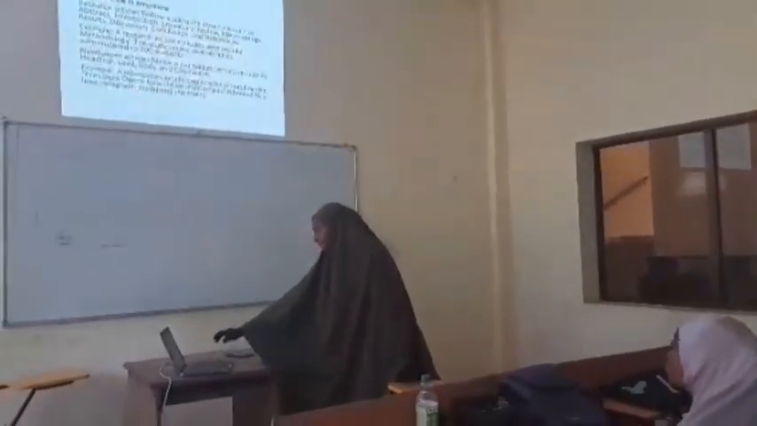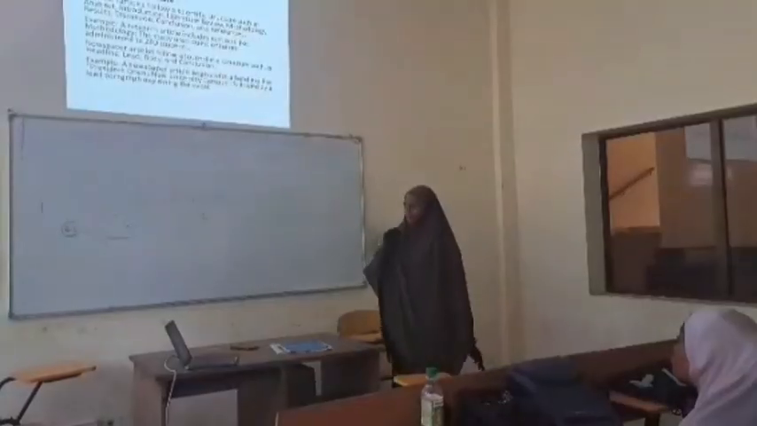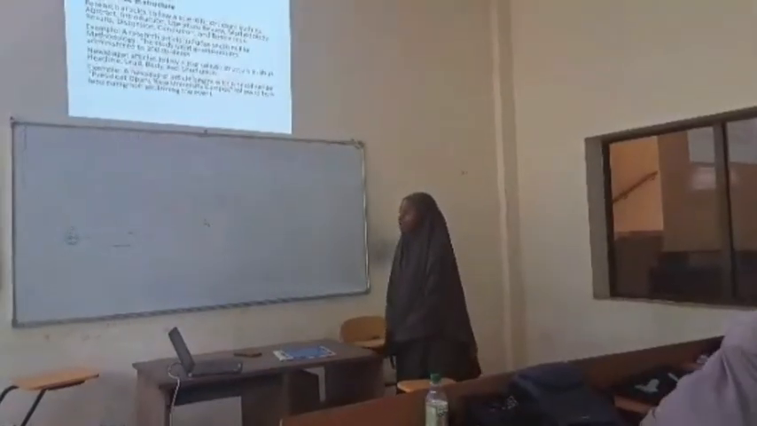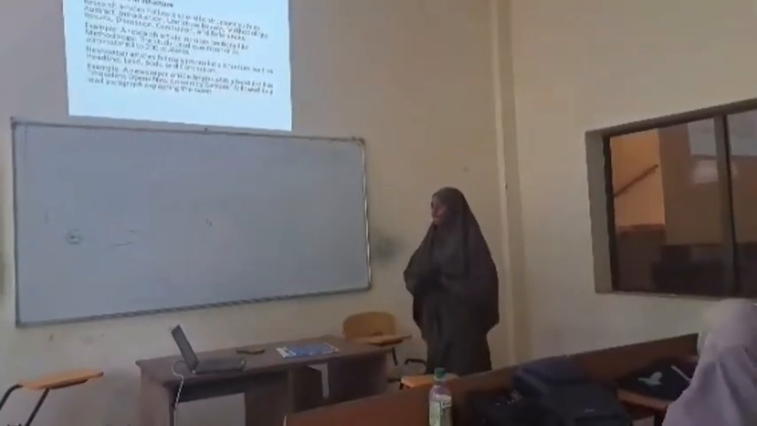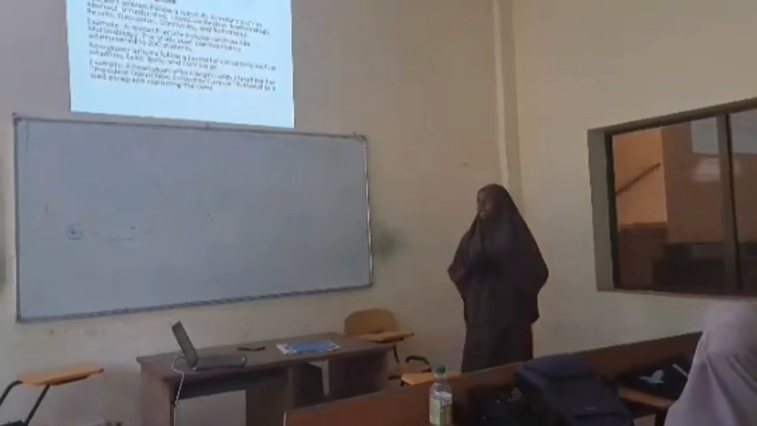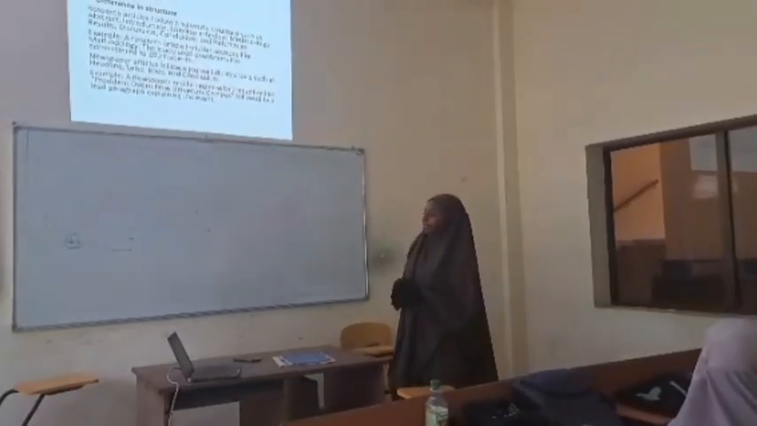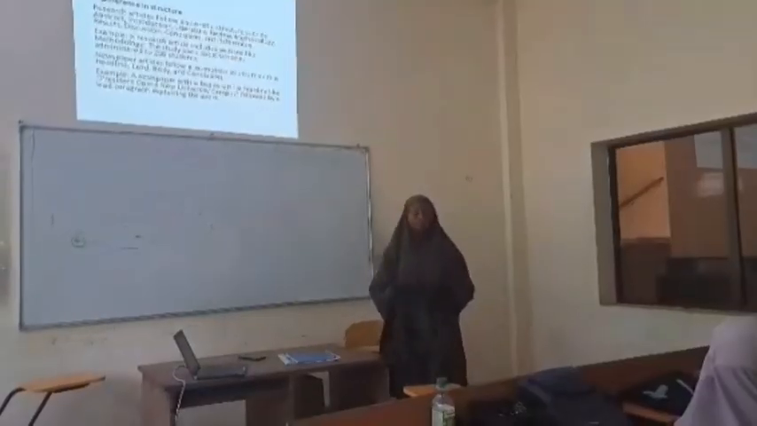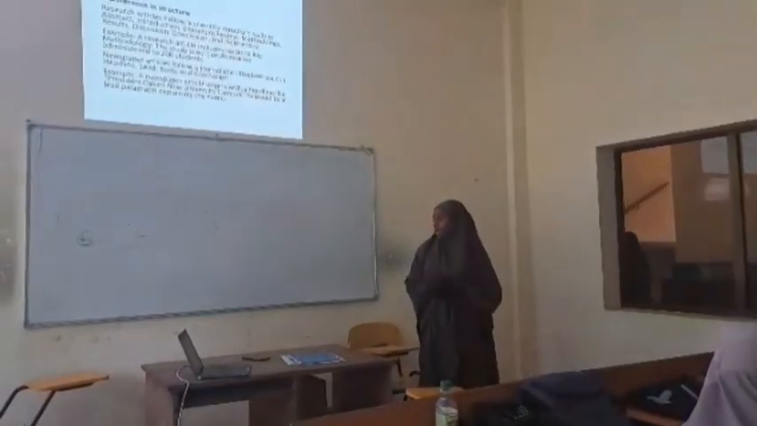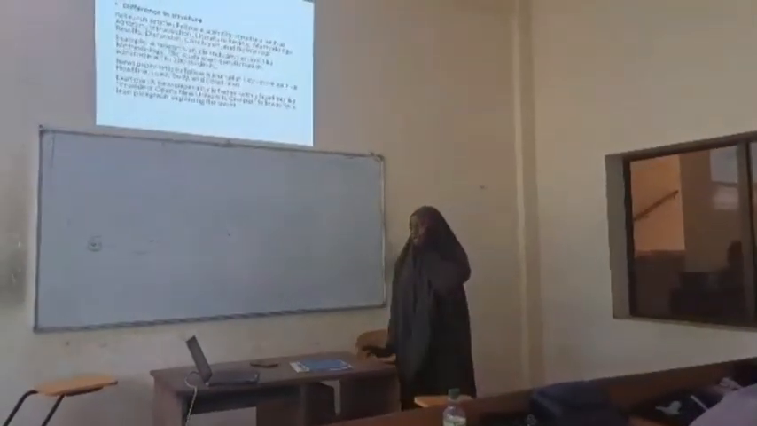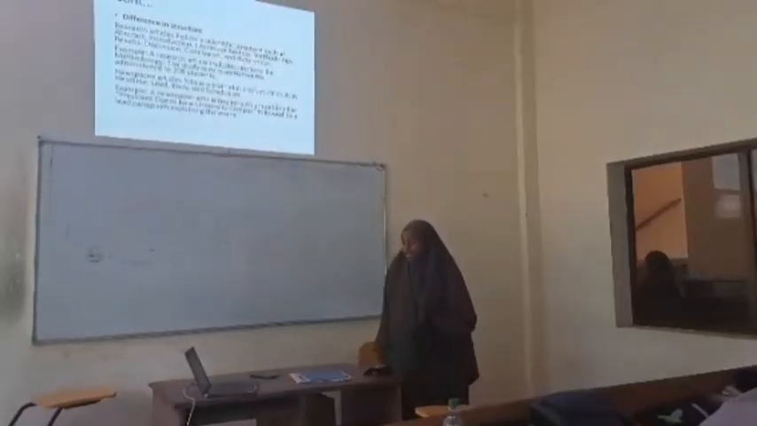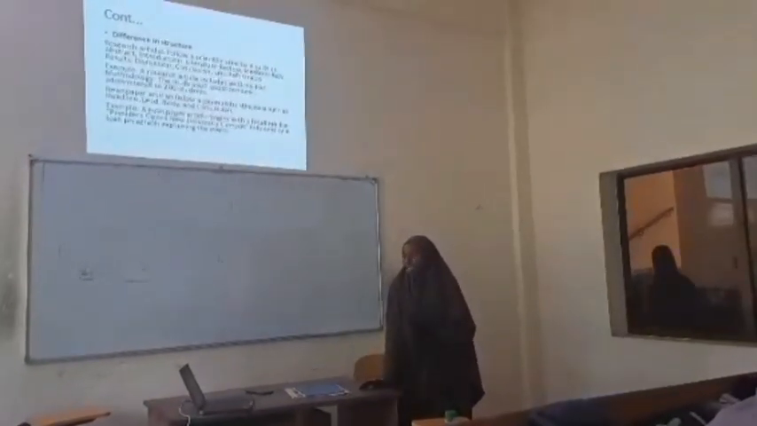Another difference is difference in structure. Research articles follow a scientific structure such as abstract, introduction, literature review, methodology, results, discussion, conclusion, and references. Example, a research article includes a section like methodology: the study used a questionnaire administered to 200 students.